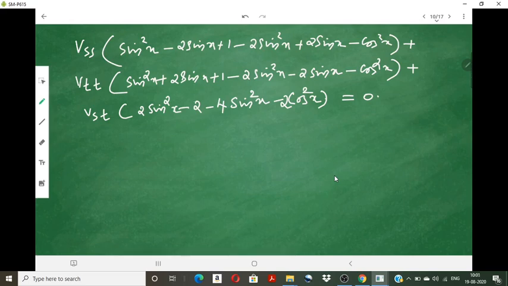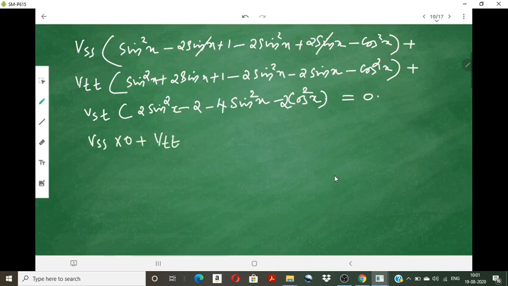Now simplifying this, we have sin square x minus sin square x, this we can get cancelled. Minus 2 sin x and plus 2 sin x is there. Now sin square minus 2 sin square will be minus sin square. Minus sin square minus cos square will be minus of sin square plus cos square, that is equal to minus 1. Then minus 1 plus 1 is there. So V_SS into 0 will be there.